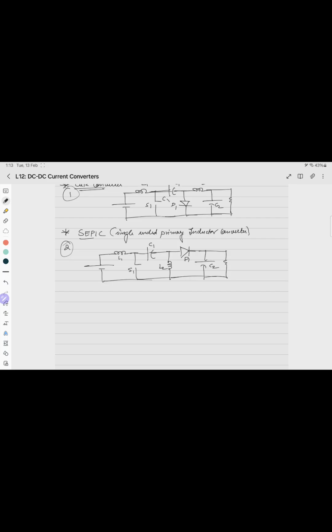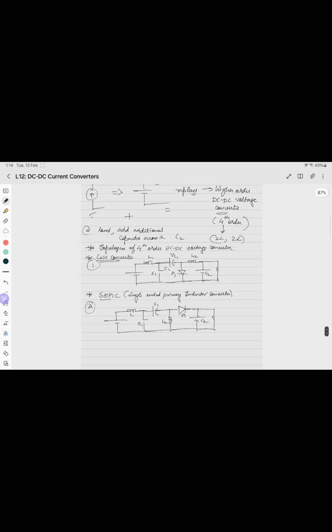So we'll conclude this lecture here, and in the next lecture we will see the different possible topologies for fourth order DC-DC voltage converters, and after that we will start with isolated DC-DC converters.